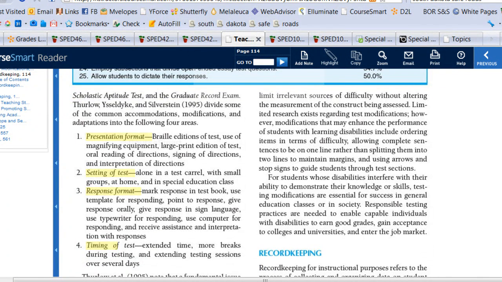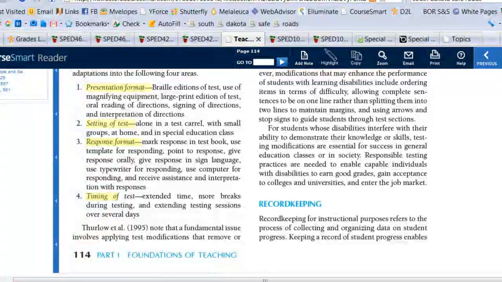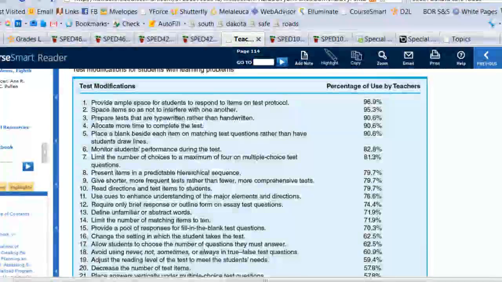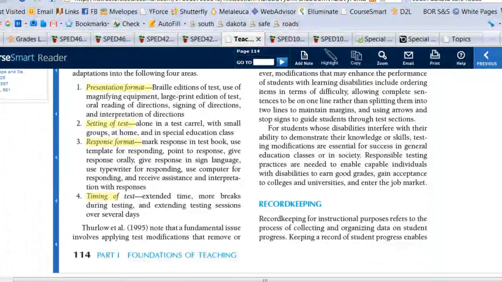And what they found was this really broke down into 4 areas of modification. You can modify number 1, the presentation format. Number 2, you can modify the setting. Number 3, you can modify the response format, and we talked about responses before. Number 4, you can modify the timing of it. So modifications can be broken into one of those 4 areas, or more than one. And then this last part goes into record keeping.